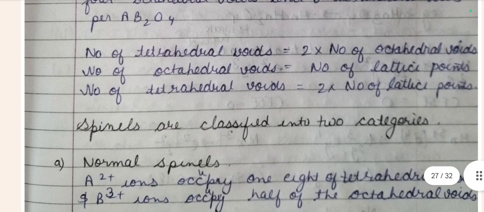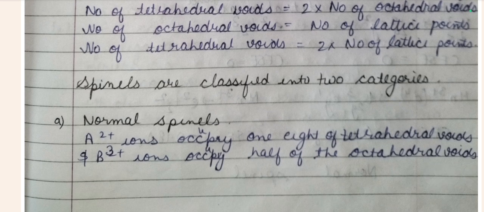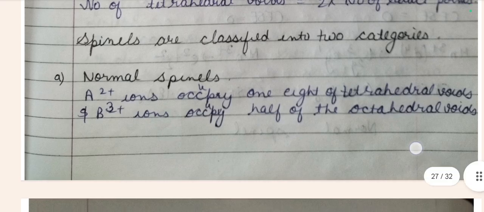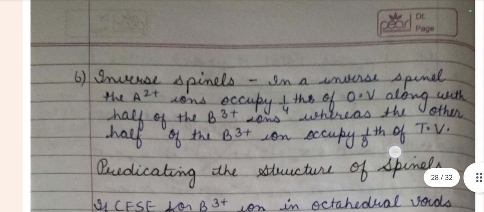Spinels are classified into two categories: normal spinels, where A2+ ions occupy 1/8 of the tetrahedral voids and B3+ ions occupy half of the octahedral voids, and inverse spinels.